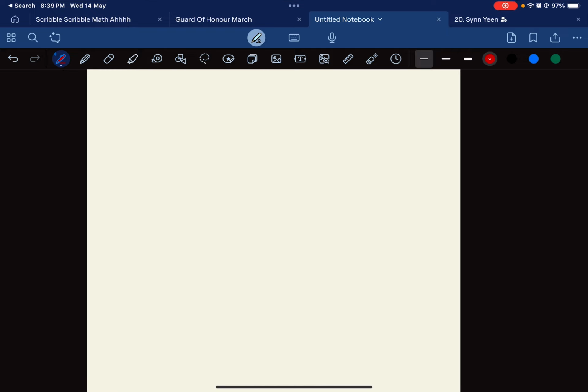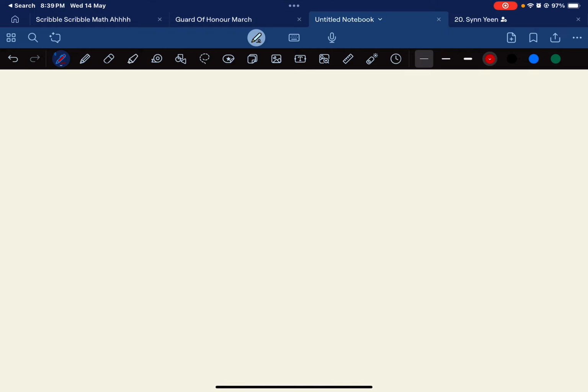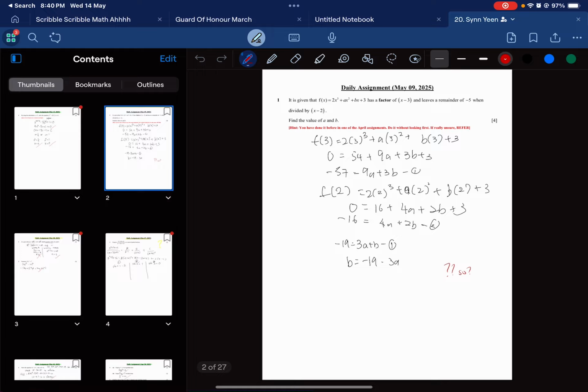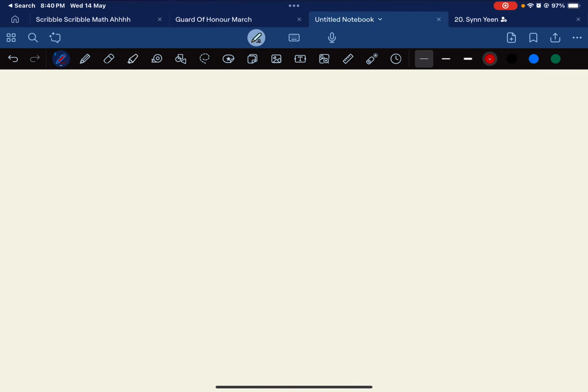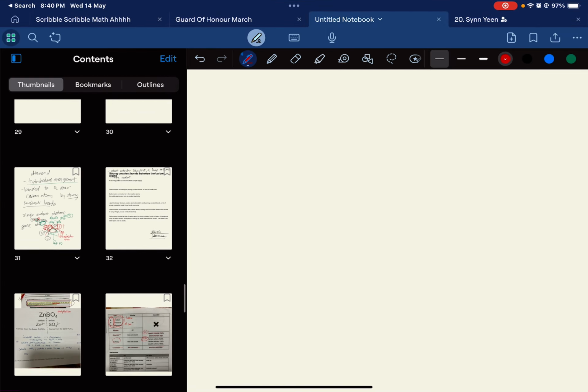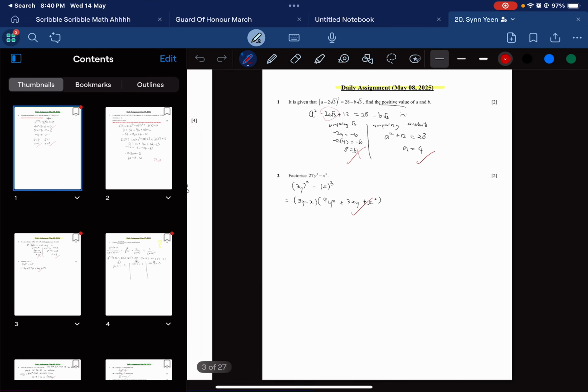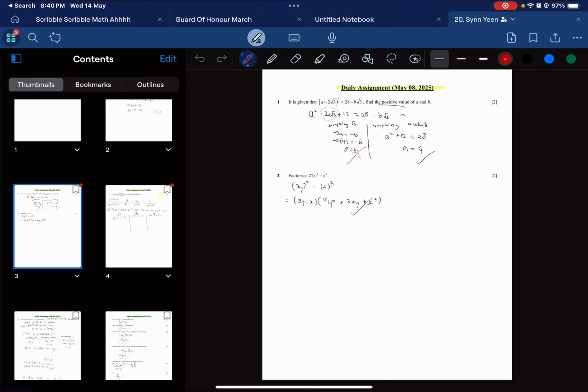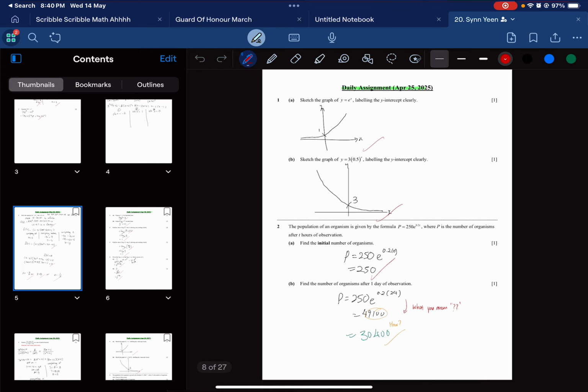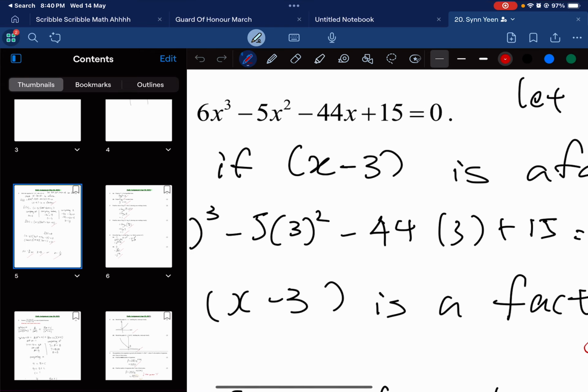Okay. This one, I believe Mr. Cho likes to play with this. Factorizing. Okay, I'll show you a sample, or let me just show you the daily assignments. Yeah, wrong one. Oh, this one I haven't.